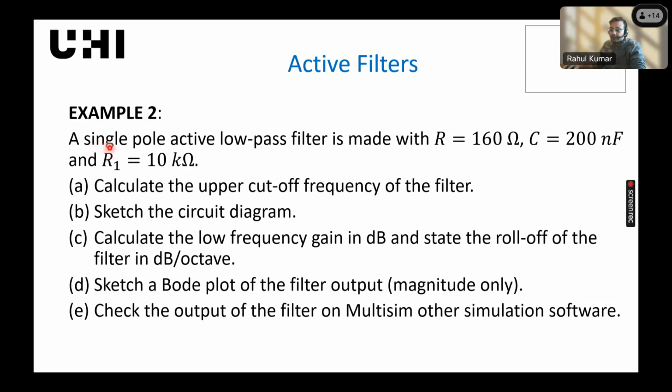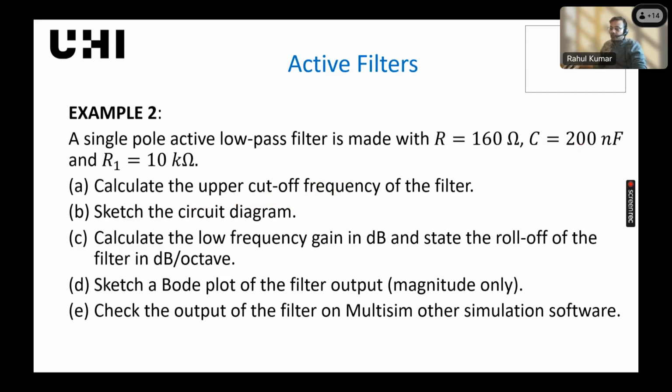So basically we are given a single pole active low pass filter, which is made up of a resistance of 160 ohm, capacitance of 200 nanofarads. Okay, and R1 is given as 10 kilo ohms. Okay, so first we have to calculate the cutoff frequency.